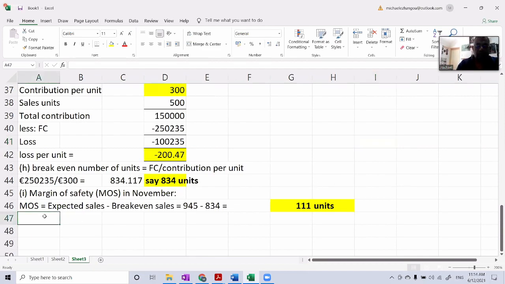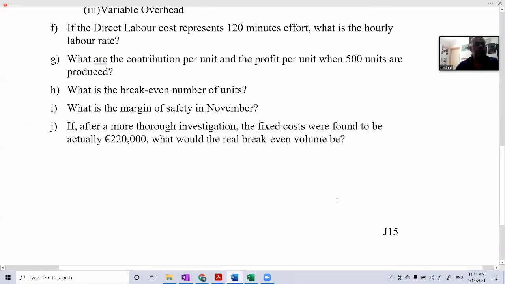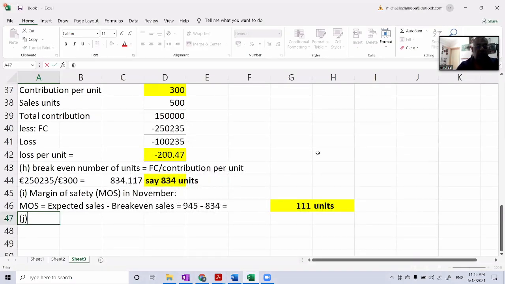Right. Then we have IG. Okay, what does J say? Let's see. Last part already. It says if after more thorough investigation, fixed cost turns out to actually be 220,000, what would the real break-even volume be? Fair enough.